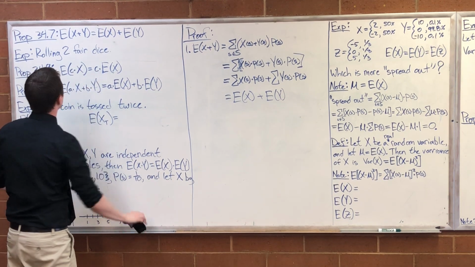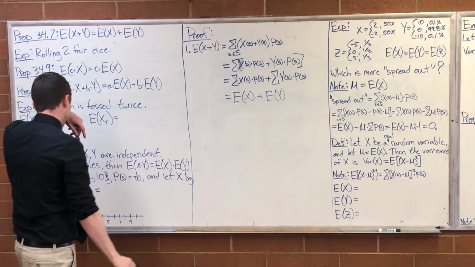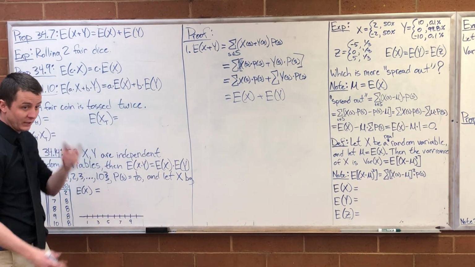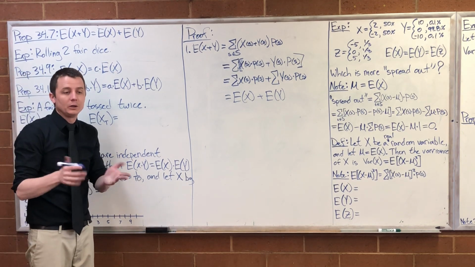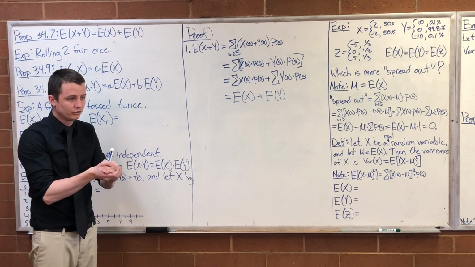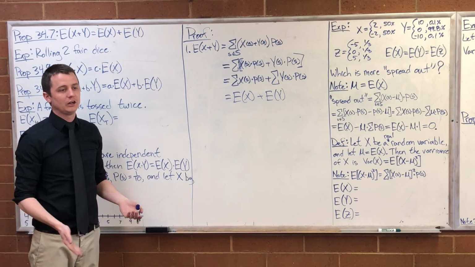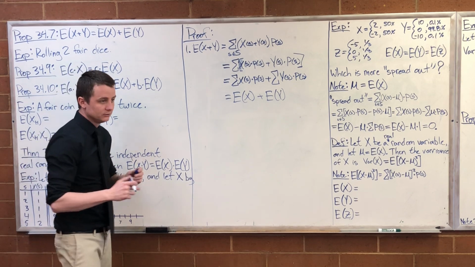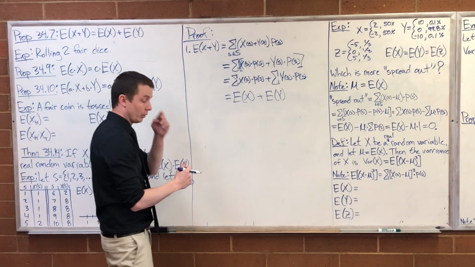Now, rolling two fair dice. An example using this. Imagine that we didn't already know the expected value of rolling two fair dice, but we do know it. If I take two six-sided fair dice and roll, what's the expected value? Seven, right? Remember that? Pretty common. What was it for one die?